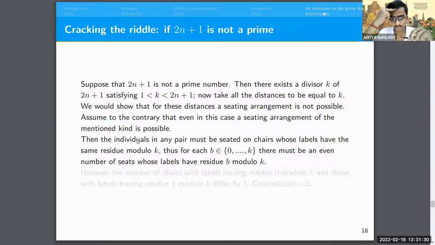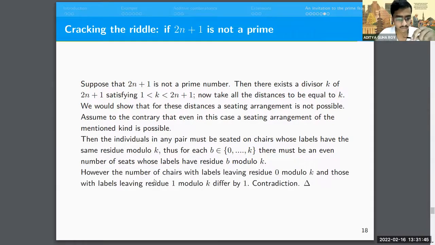Thus, for each b belonging to the set 0 to k minus 1 (there's a typo, this should be k minus 1), there must be an even number of seats whose labels have residue b modulo k. However, the number of chairs with labels having residue 0 modulo k and those with labels having residue 1 modulo k differ by 1, because the king is fixed at 1, so these numbers differ by 1. So this is a contradiction. We see that in such a case, we do not have a seating arrangement possible.